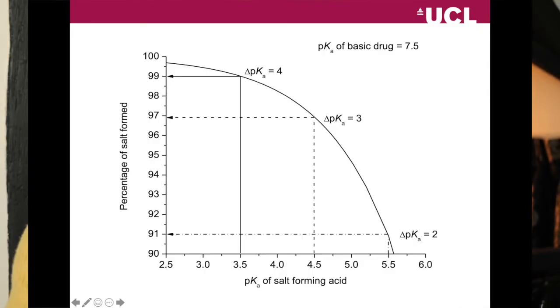So we're not going to look at that exactly, because you don't need to know how to calculate this in order to answer the exam question. But you do need to understand what percentage of salt should form as a consequence of this pKa difference. And also, it's a good idea just to have it in your mind a little bit, because it will help you see how much material you're wasting if you don't choose the salt former correctly. So I calculated this graph from the Henderson-Hasselbalch equation. It's on the screen now.